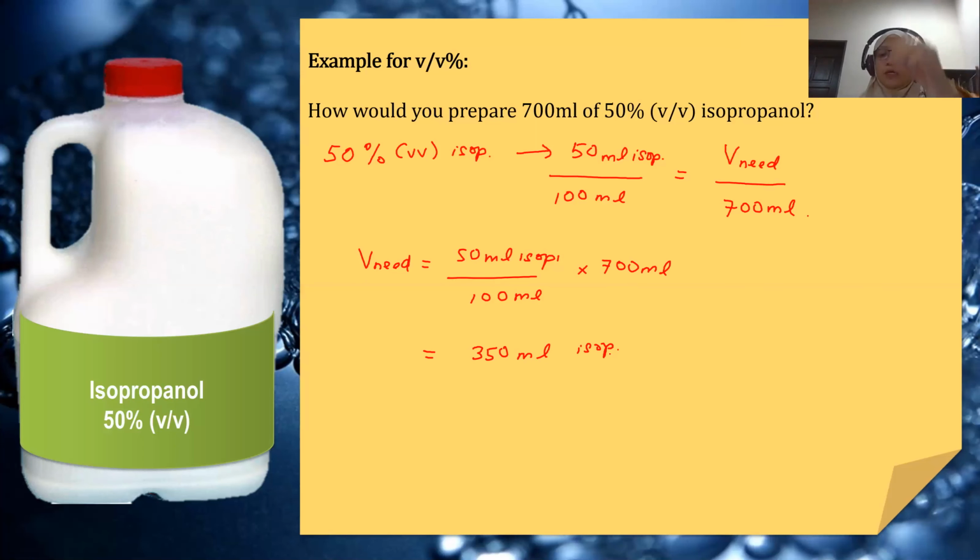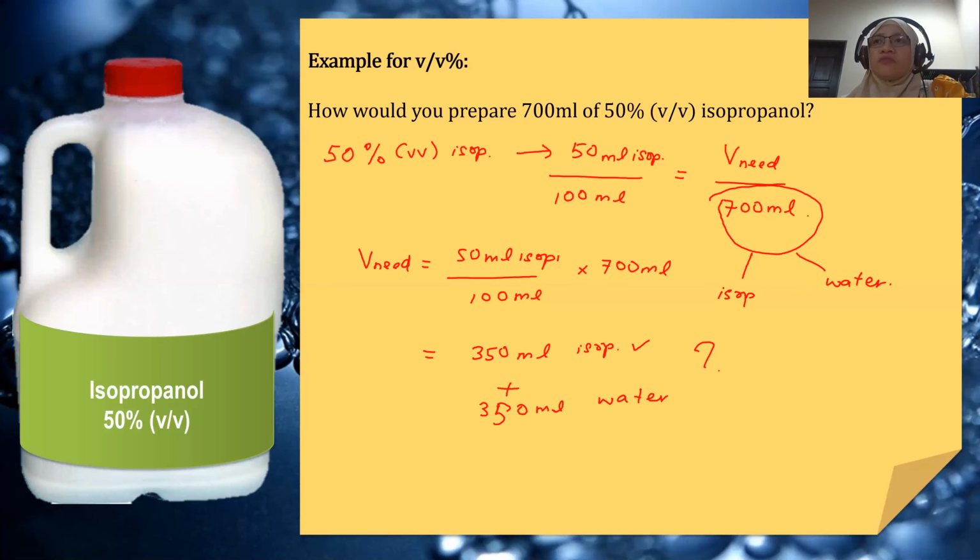The total solution that we need to prepare, 700 ml here, consists of isopropanol and water as a solvent. So basically, from here, we need to add 350 ml of water in order to get 700 ml of solution.